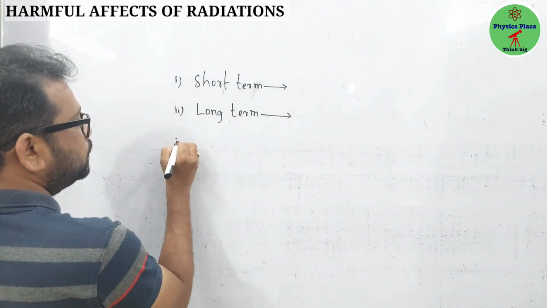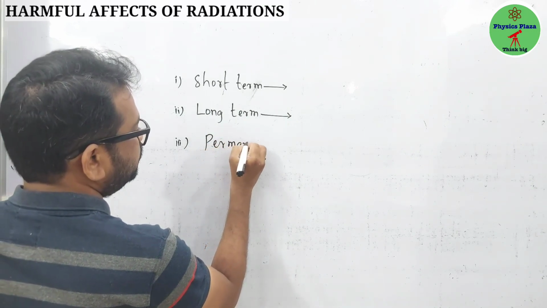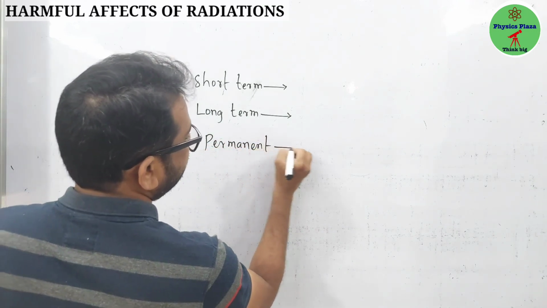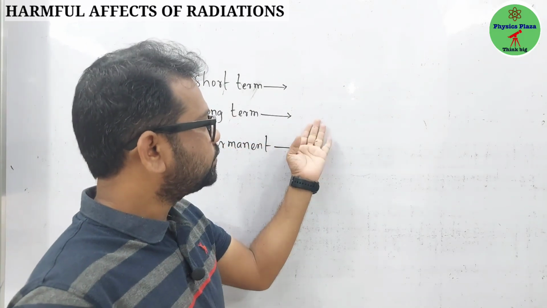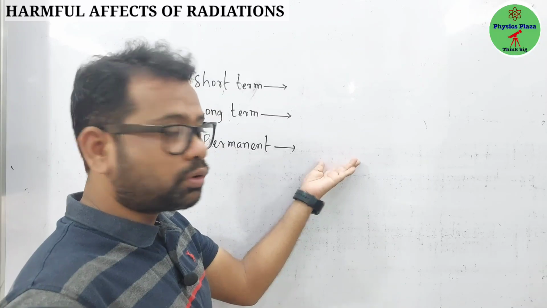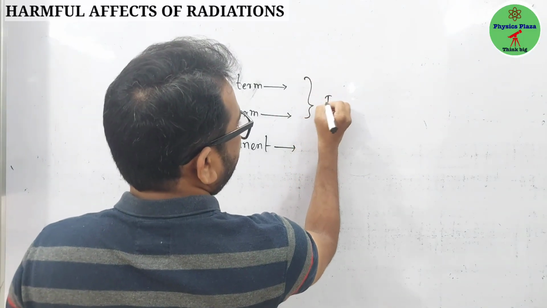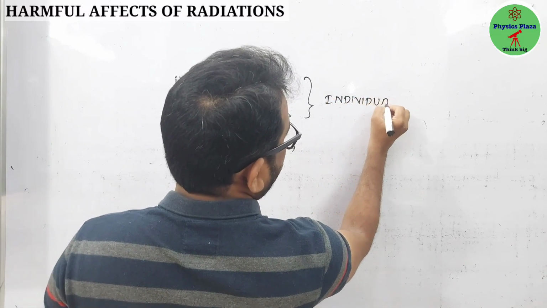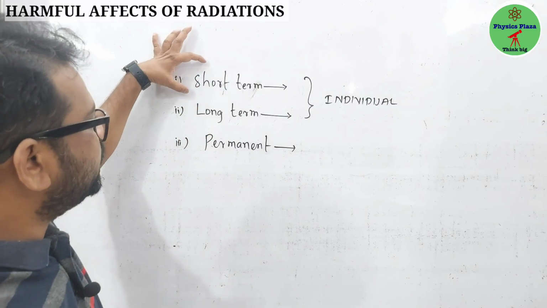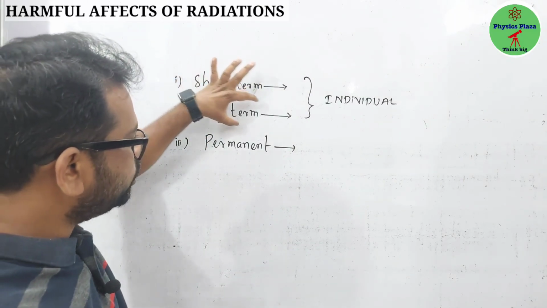And the third one, permanent. Here people will get a doubt: Sir, in the long term, the person dies, right? After one person dies, what is there to continue as permanent? Let me tell you, these two are only for the individual person. Only the individual will suffer. In one case the problem is curable; in the other the problem is not curable and he will die.